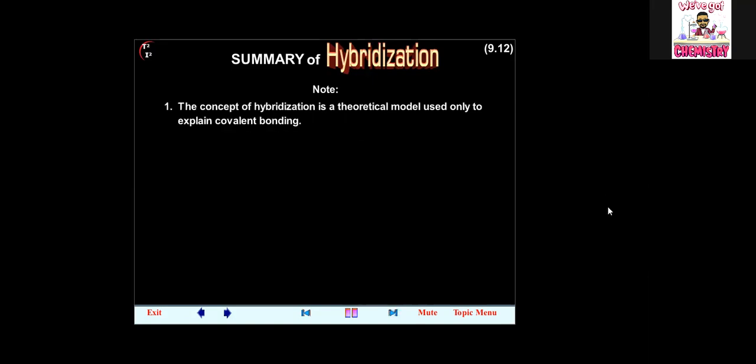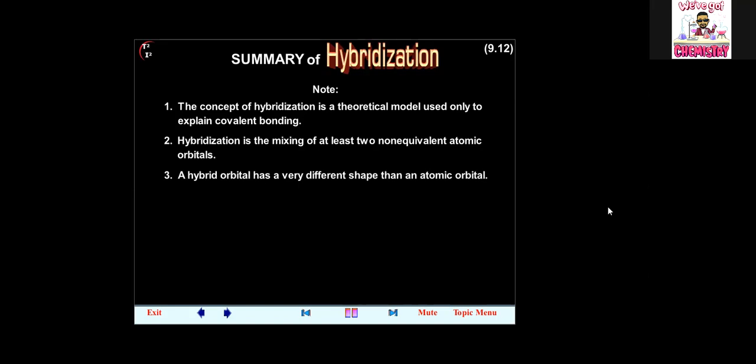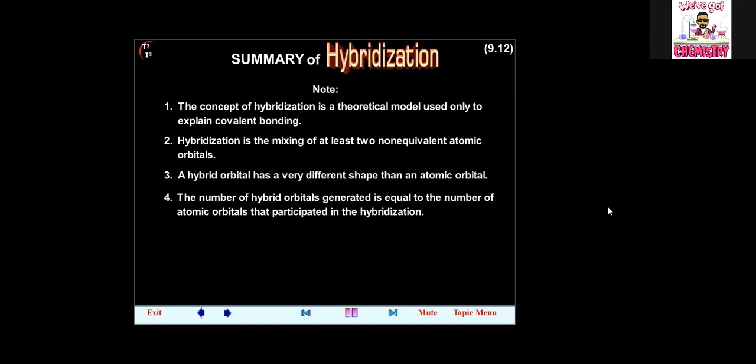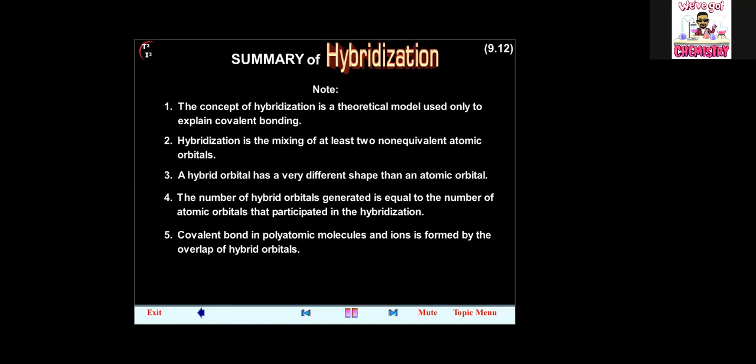Note: 1. The concept of hybridization is a theoretical model used only to explain covalent bonding. 2. Hybridization is the mixing of at least 2 non-equivalent atomic orbitals. 3. A hybrid orbital has a very different shape than an atomic orbital. 4. The number of hybrid orbitals generated is equal to the number of atomic orbitals that participated in the hybridization. 5. Covalent bonds in polyatomic molecules and ions are formed by the overlap of hybrid orbitals.